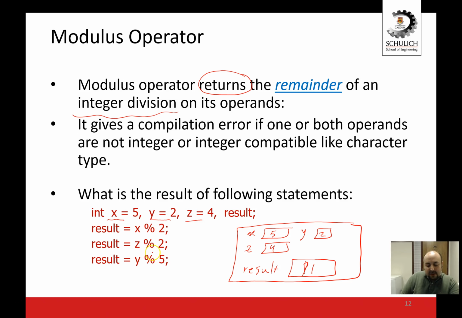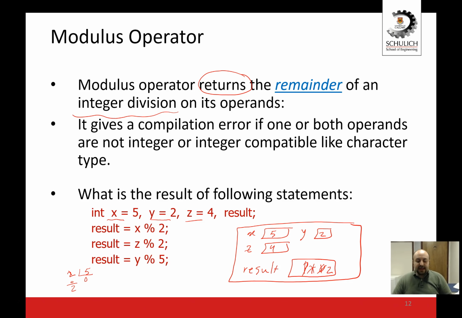Then we say result is z modulus 2. That is 4 divided by 2, so the modulus is 0. There is no remainder. Then we have y modulus 5, so y is 2 modulus 5. If you wanted to do this division, y is 2 divided by 5. How many 5s do you have in a 2? 0. So the remainder is actually 2.